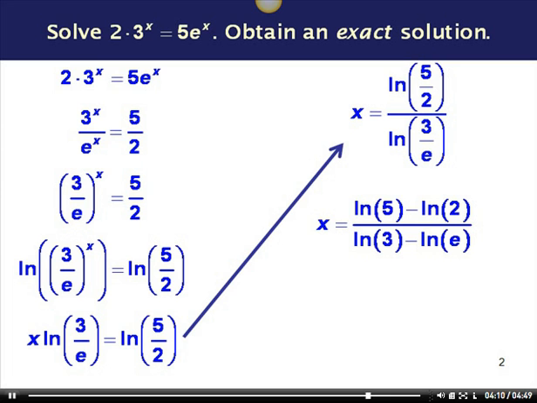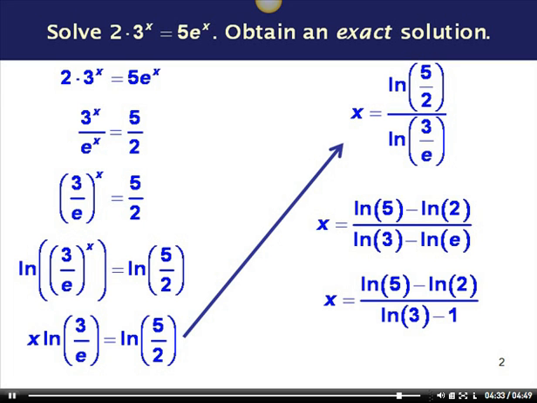Again, we're asking ourselves, e raised to what power gives me e? Well, that would be 1, of course. So we have x equals natural log of 5 minus natural log of 2 all over the quantity natural log of 3 minus 1. Now I have the answer in the same form as when I solved it the other way. And this is an exact solution, meaning we didn't get a decimal approximation.